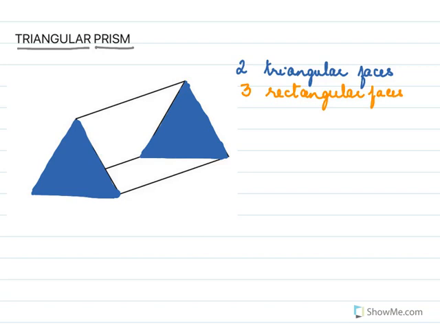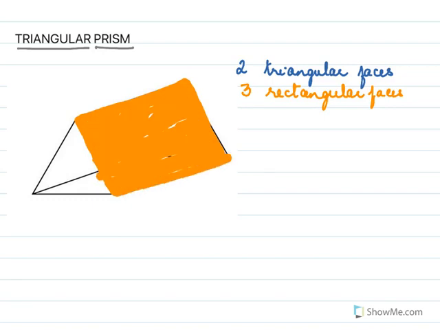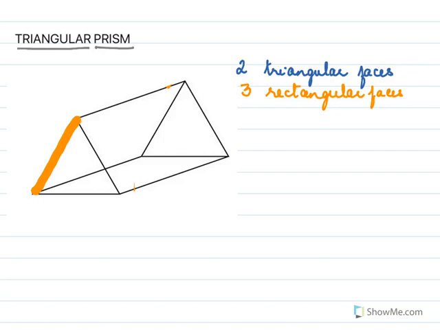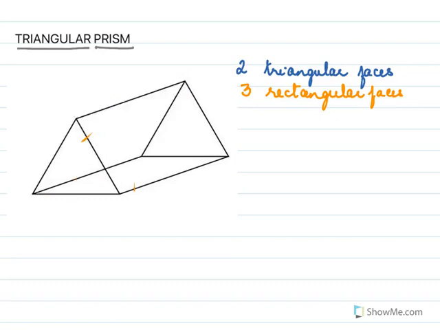So we'll mark the rectangular faces. So this is one rectangular face, then we have another rectangular face out here, and the third rectangular face. So it has got 3 rectangular faces and 2 triangular faces.